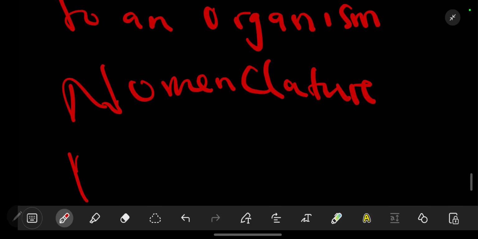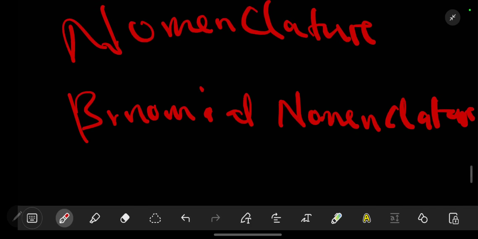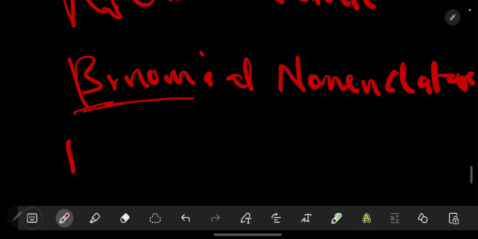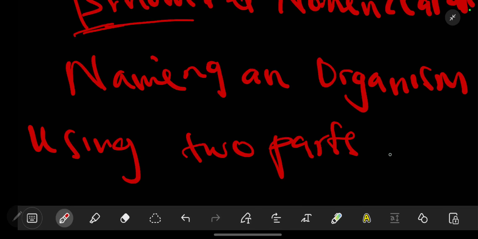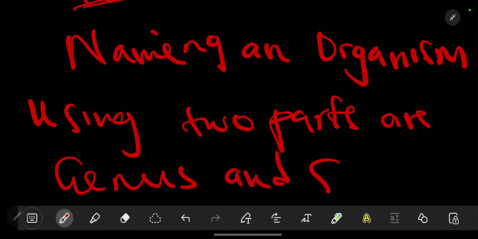Carl Linnaeus introduced what we call the binomial nomenclature, which is very, very important. By definition, binomial means two. So this is a system of naming an organism using two parts. These two parts are the genus and the species name.